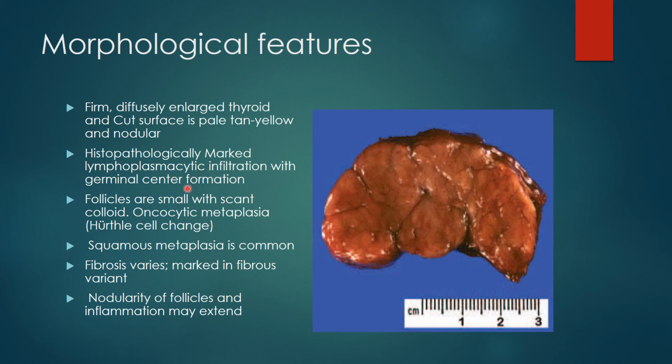Histopathologically, they show marked lymphoplasmacytic infiltration with germinal center formation. Follicles are small as compared to the normal parenchyma with scant colloid, and the follicles may show oncocytic metaplasia, that is called Hurthle cell change. Some of the time squamous metaplasia is also common. Long-standing thyroiditis may show fibrosis, which is variable, and the nodularity of the follicles and inflammation may extend to form hemorrhage.